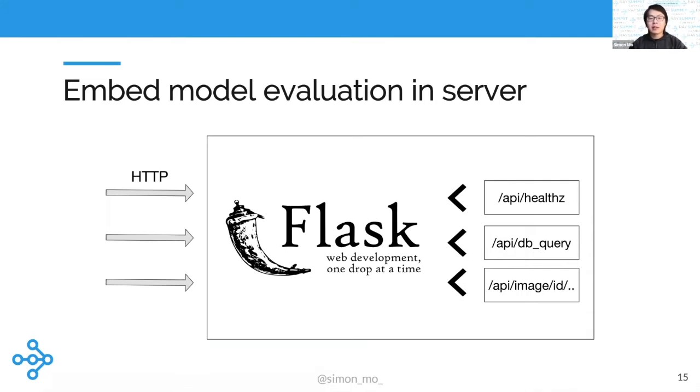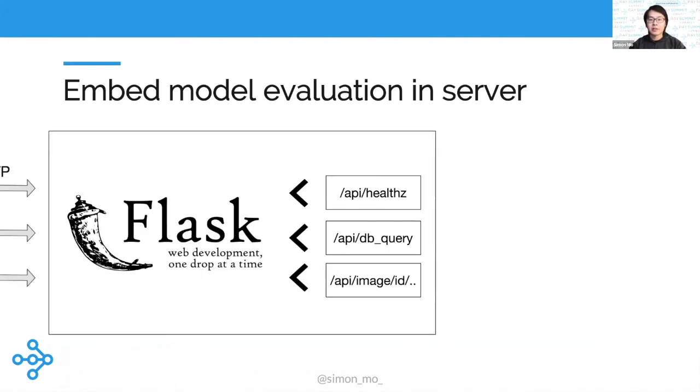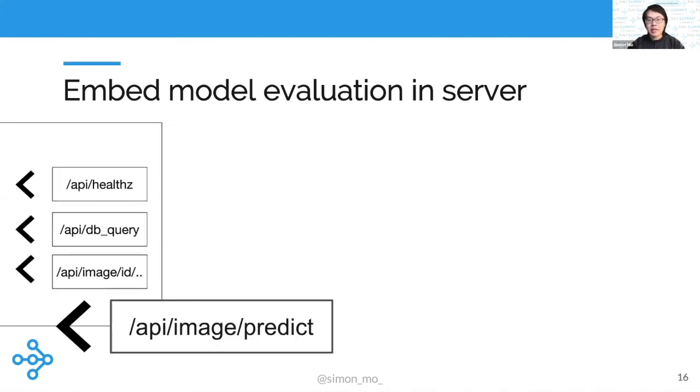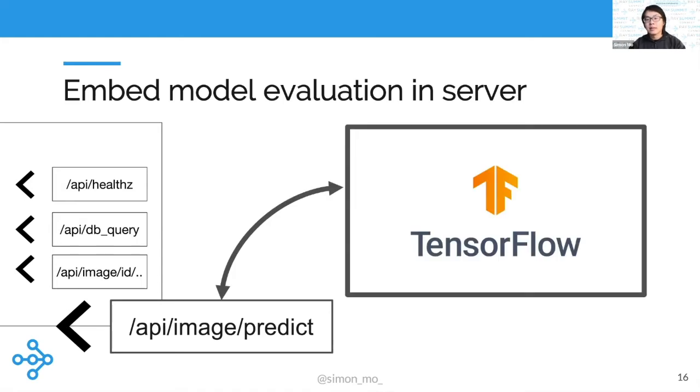When HTTP requests come in, the Flask server can dispatch the request to different API endpoints. We can make one of the endpoint handlers our model evaluation logic. Let's say we reach the /API/image/predict endpoint. The input will be transformed and evaluated in a TensorFlow model. The output result is captured inside the return response.